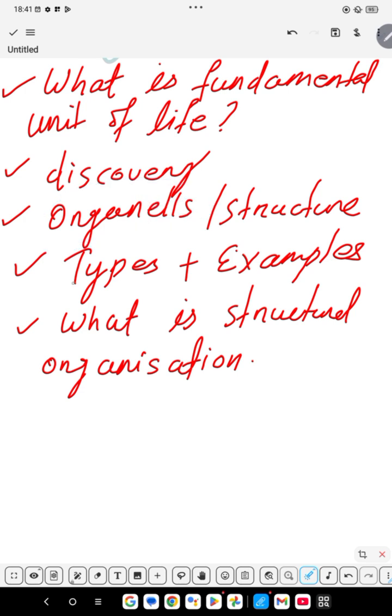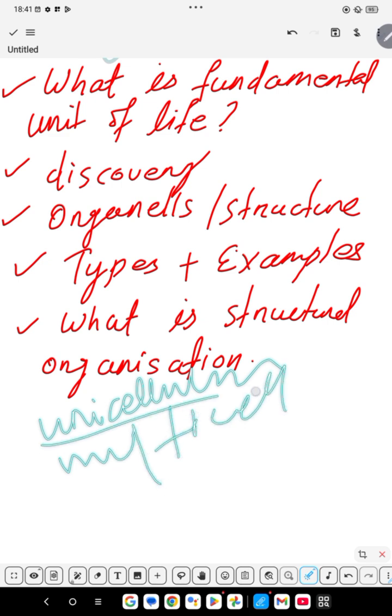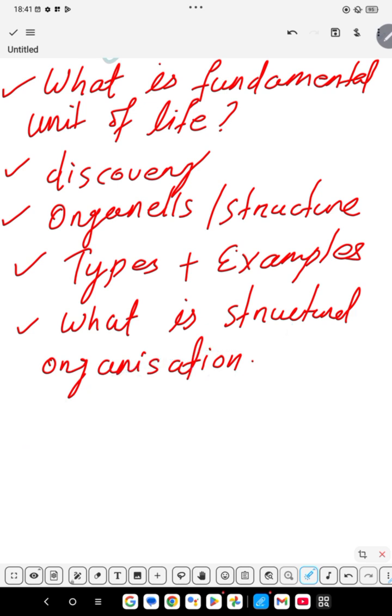Then we will look at how many types there are. I think there are two types: one is unicellular and the other is multicellular. Sorry, I'm going deep into the chapter. We'll discuss what these are, and I will tell you the meaning of cellular, what it means in biology. To understand a topic, analyze the word given, break the word, and you will understand what they are trying to convey.